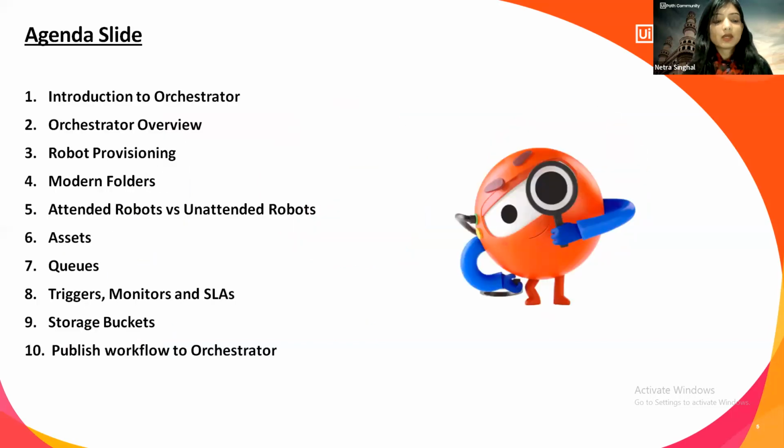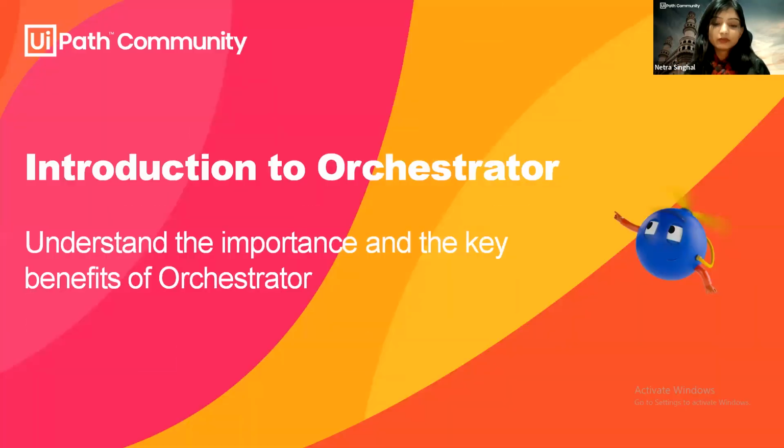Okay, so jumping on to the agenda for today. We'll know about what is Orchestrator, the introduction to Orchestrator. You will know about Orchestrator Overview. You'll know about robot provisioning, modern folders, what are attended versus unattended robots, assets, queues, what are triggers, monitors, and SLAs. You'll know about storage buckets, and in the end, I'll also tell you how to publish workflows from UiPath Studio to your orchestrator. Now, first topic is introduction to orchestrator. So I'll tell you what is orchestrator and we'll understand the importance and the key benefits of orchestrator.